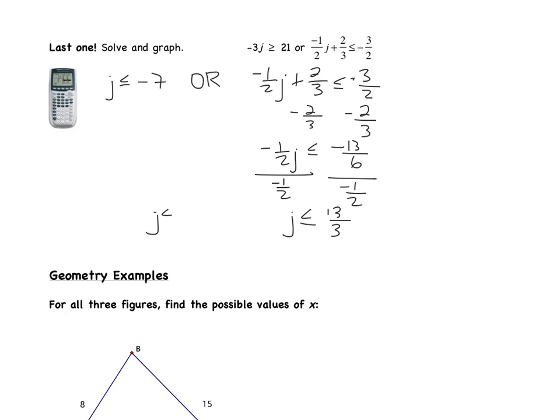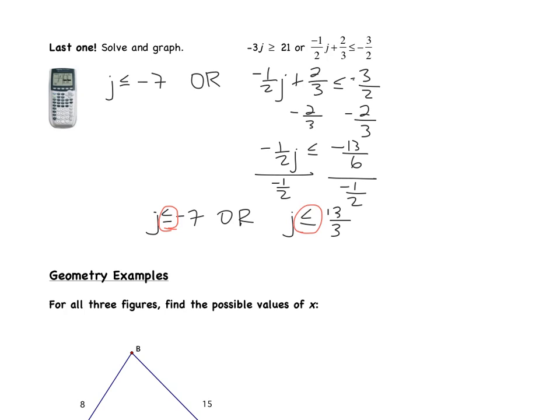So j is less than or equal to -7, or j is less than or equal to 13/3. Now you should be saying in your head that I did something wrong. If we look, our two inequalities are the same direction, and for an "or," that should never be the case. If our two inequalities are the same direction, we're not going to end up with two parts of the graph. We're only going to end up with one part of the graph. We're not going to end up with the high and the low. So I made a mistake somewhere.